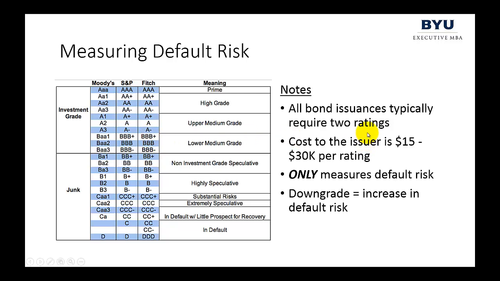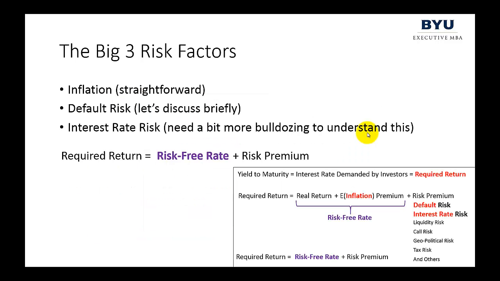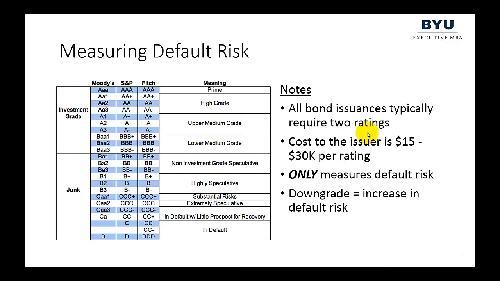First off, all bond issuances typically require 2 ratings. The bond market is not going to give you success placing bonds if you don't have at least 2 ratings, because it's super hard for the bond markets to peg a yield to maturity if they don't have some estimate of default risk. So they're going to demand an estimate of default risk. The most efficient way for that to happen is through the ratings agencies.